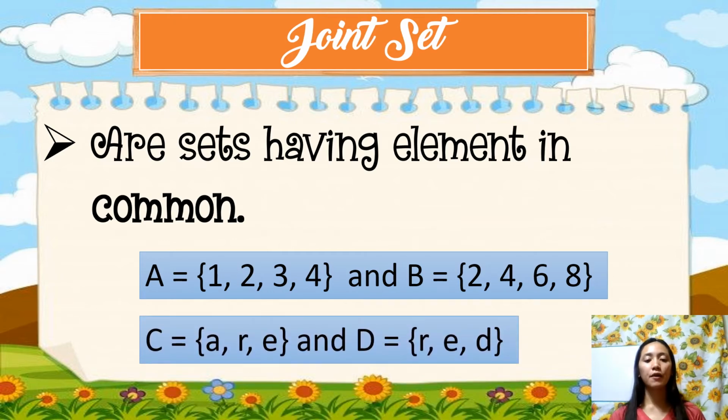Next, we have here set C contains letters A, R, E, and set D contains R, E, and D. So what is the common element between the two sets? We have here letter R and letter E. That's why they are considered a joint set.